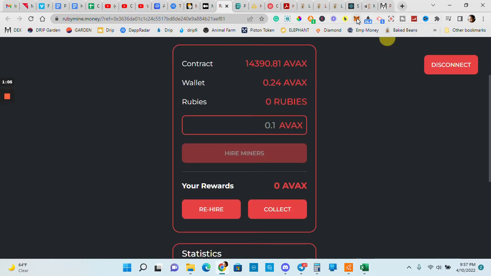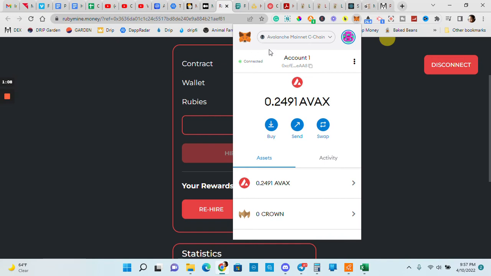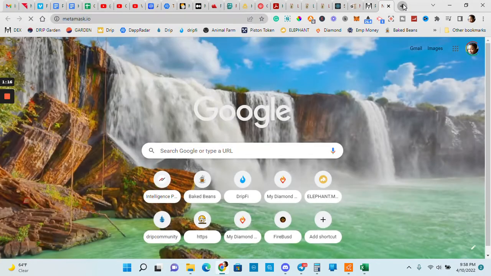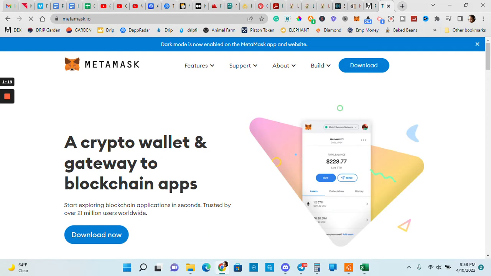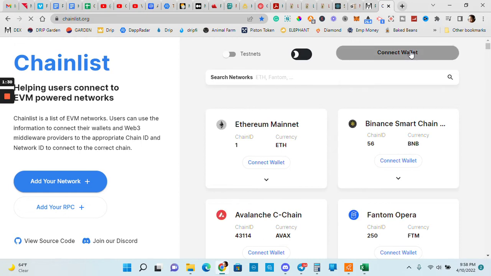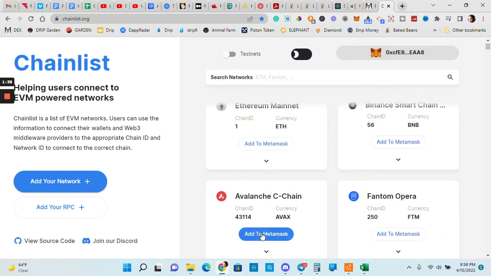You need to be on the Avalanche mainnet, the C chain. Of course, you're going to need a MetaMask wallet. Go to metamask.io, download it, and put it on your Chrome browser as an extension. Then come over to chainlist.org, connect your wallet, and add the Avalanche C chain into your MetaMask wallet. I already have it, so it's not going to pop up for me. It'll give you a pop-up if you don't already have it. Approve it, then you're good to go.